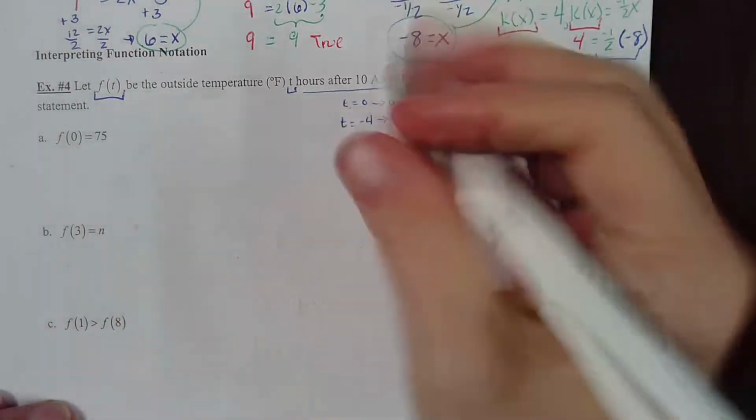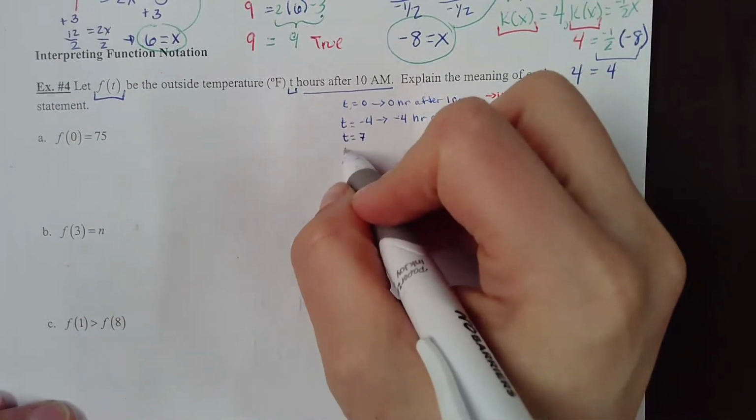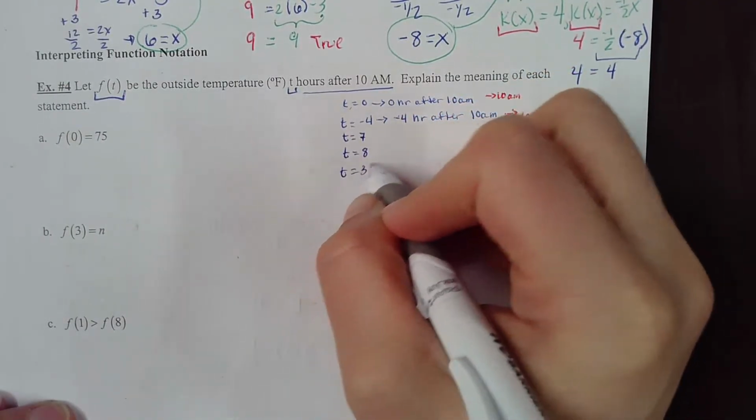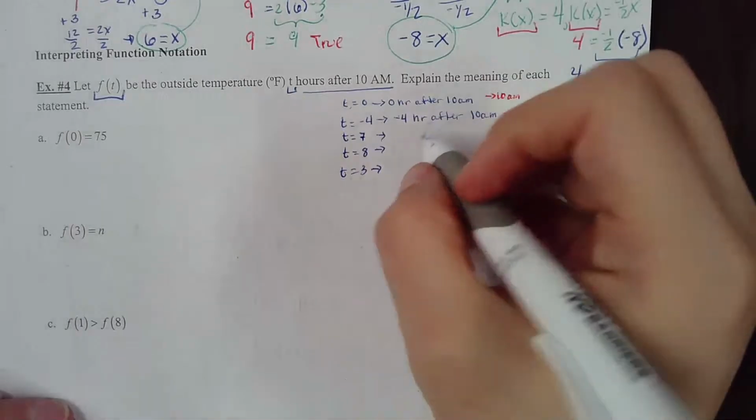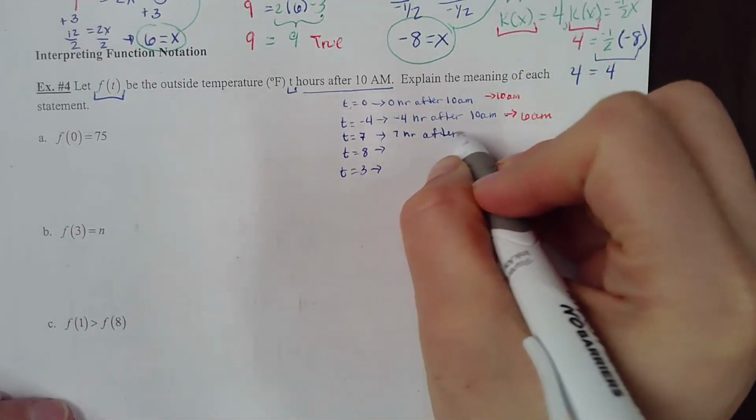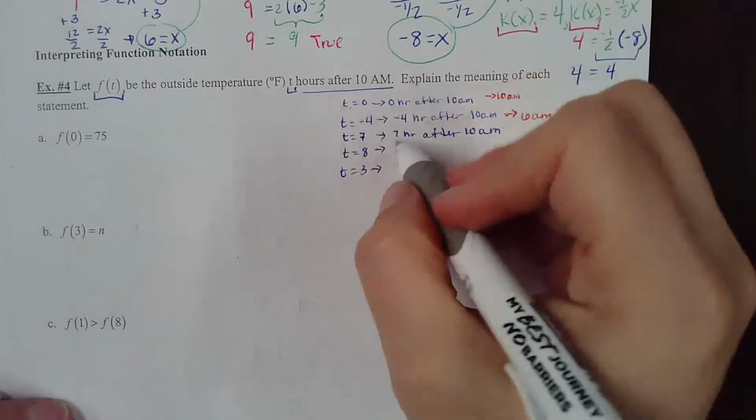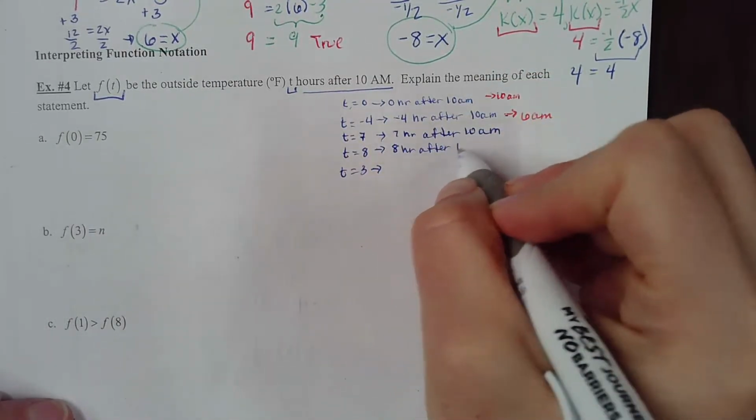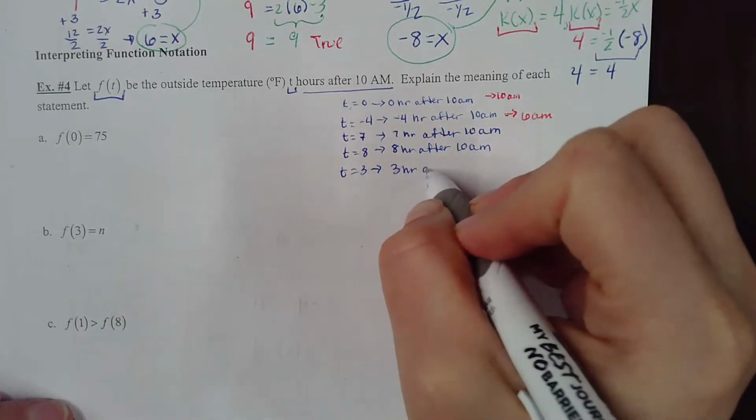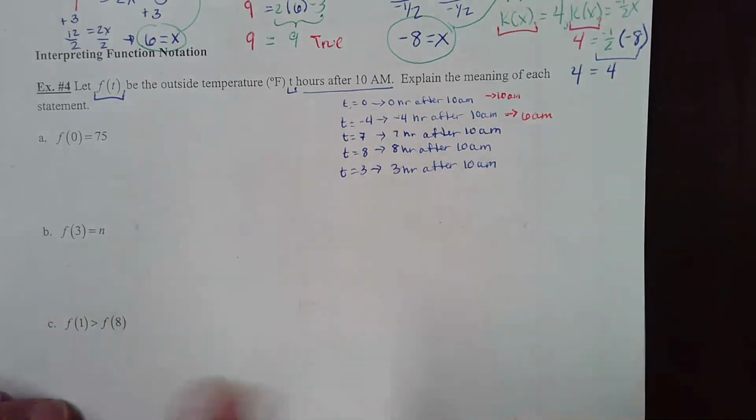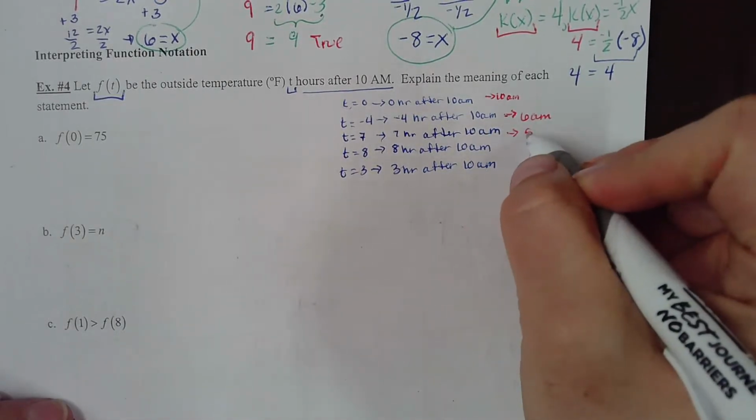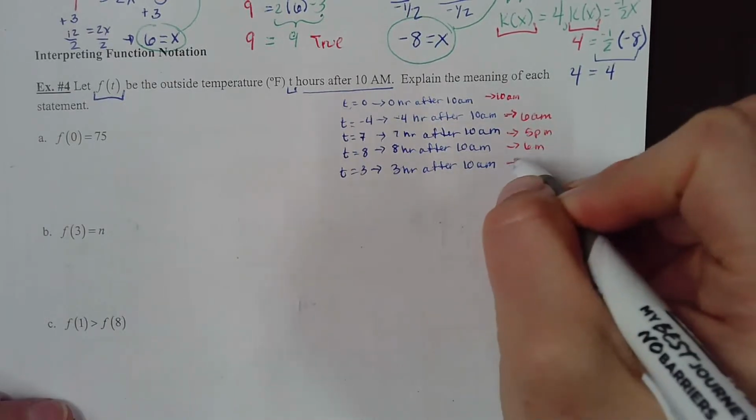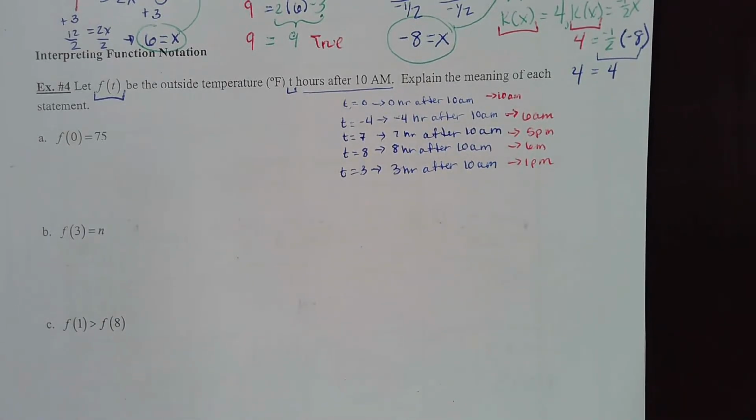What would it mean if I said T equals 7, T equals 8, T equals 3? 7 hours after 10 a.m., 8 hours after 10 a.m., 3 hours after 10 a.m. In basic language, that's just saying, well, 7 hours after would be 5 p.m., 6 p.m., 1 p.m. All right, so now we know how to read our input. Let's look at what our output is.